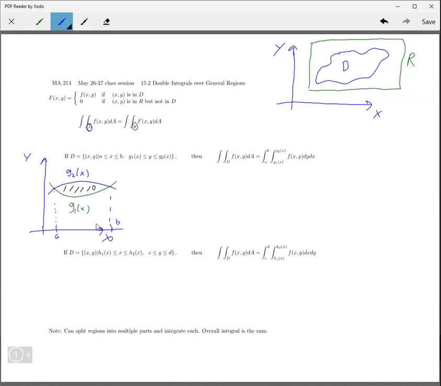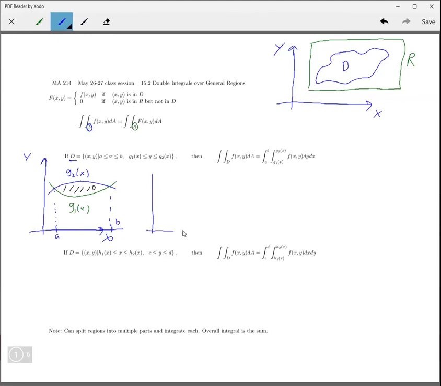Okay, so that's one situation where this comes up. So notice that your region is defined this way: Y is between G1 and G2, and X is between A and B. So you want the region that's enclosed by these two curves, below this curve and above that one. And there's your region D right in the middle. Okay, so that would be one situation where that would come up.